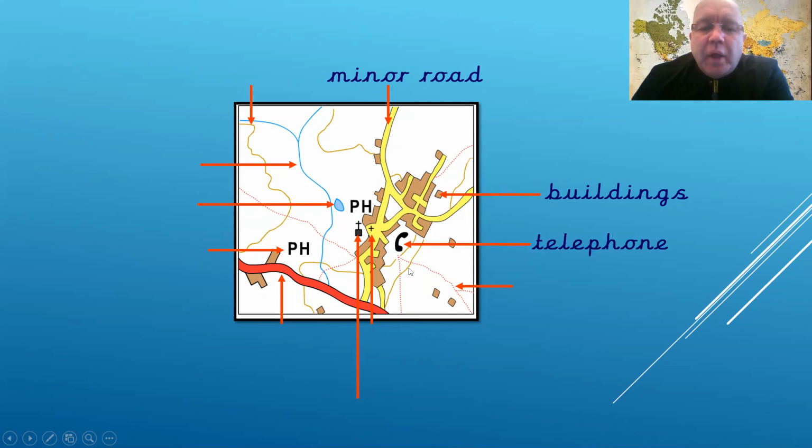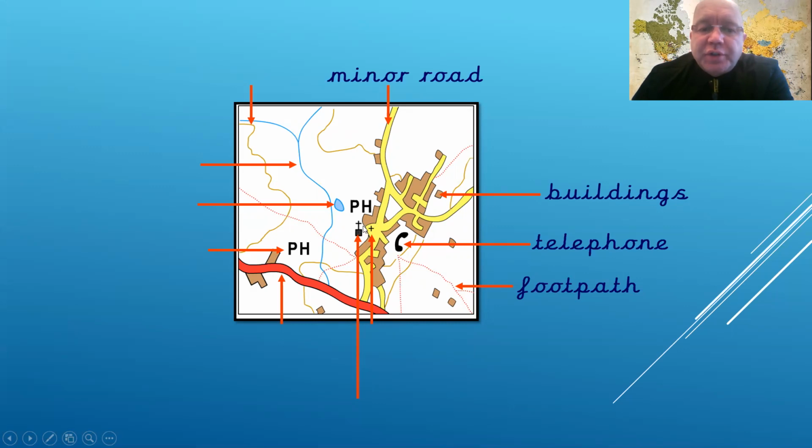Hopefully we all got this one. That's a telephone. Now, not a mobile phone. This will be a public telephone. So if you needed to make a call and you didn't have your mobile with you, you'd know where to go on the map to find a public telephone. What about the red dotted line? Well, that's a footpath. So that indicates a public footpath where you could legally walk without trespassing on someone's land.